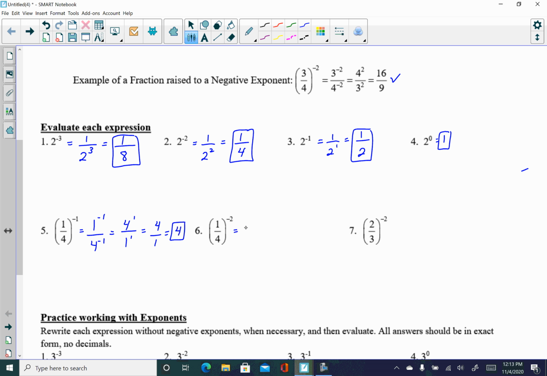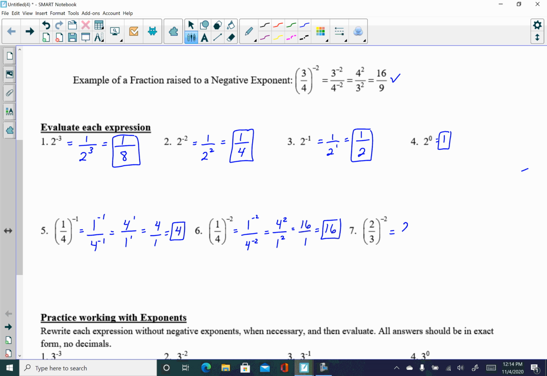We'll move over to the next one. Raising both of these to the negative 2 power, top and bottom. Both of these have negative exponents, so they both move. If something didn't have a negative exponent, then you wouldn't move it. I'll give you an example here in just a second. So both of these are negative, so I'm going to bring 4 squared up top, 1 squared on the bottom. We know 4 squared is 16. 1 squared on the bottom is 1. 16 divided by 1, 16. Final answer.